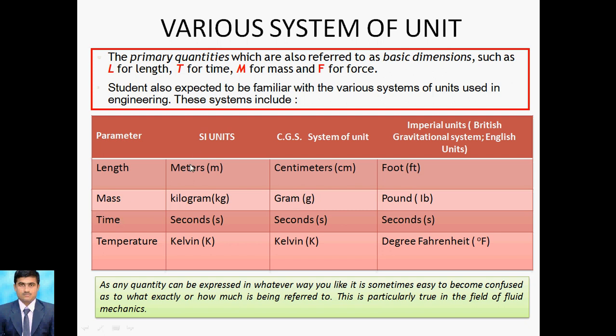For mass, the SI unit is kilogram, CGS is gram, and for British standard, we can consider pound or lb. Then time, we can take seconds for SI, CGS units seconds, and British standard also seconds. Then temperature, for SI unit we can take Kelvin. CGS also we can take Kelvin, but in case of British standards, degree Fahrenheit is there. So mostly we have to focus on SI units because it is universally accepted.